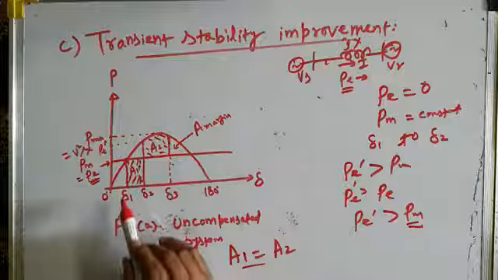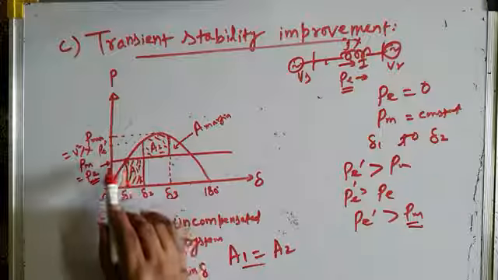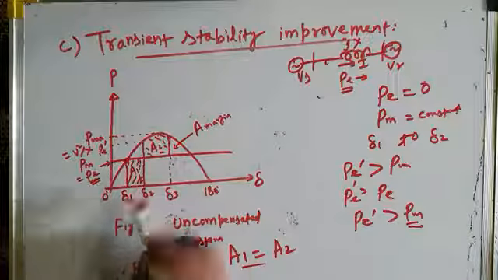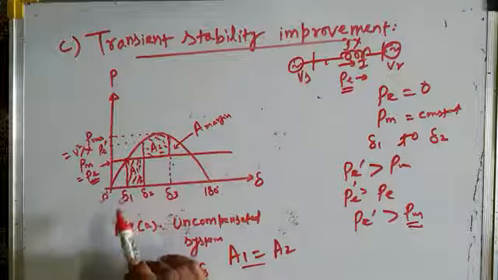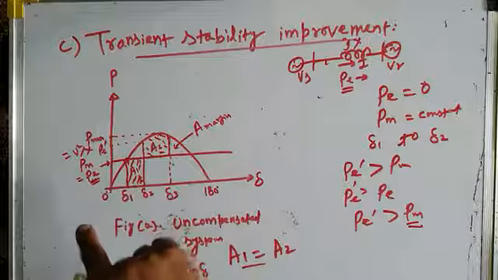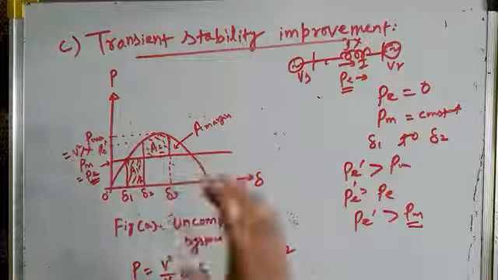Again, your system is operating at delta 1, and the transmission line carries power P, which is equal to Pm. Then a fault occurs, the line is tripped, and the machine accelerates because Pe is equal to 0, but Pm is constant. Because of this constant mechanical input and 0 electrical output, the machine accelerates.